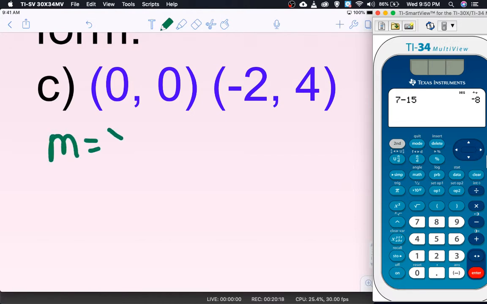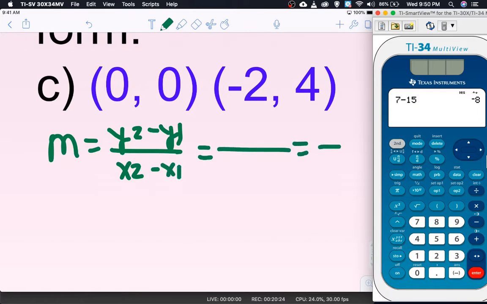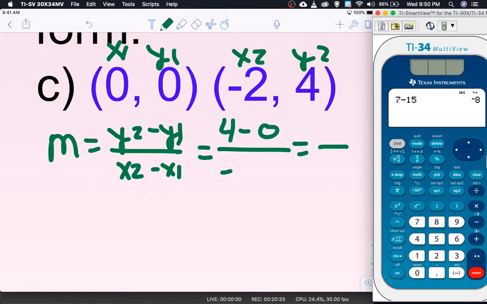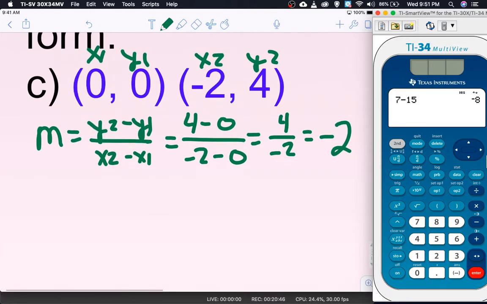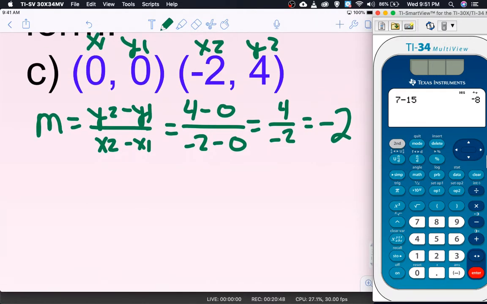M equals y2 minus y1 over x2 minus x1. That is your slope formula. x1, y1, x2, y2 are your points. y2 minus y1 over x2 minus x1 gives you 4 over negative 2, which simplifies down to just plain old negative 2, technically over 1, although we don't need to write it. So we have our slope.